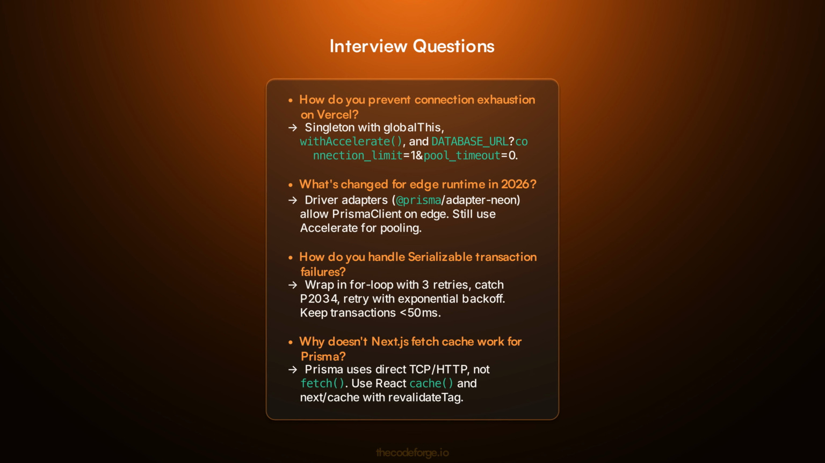How do you handle serializable transaction failures? Wrap in a for loop with 3 retries, catch P2034, retry with exponential backoff. Keep transactions under 50 ms. Why doesn't Next.js fetch cache work for Prisma? Prisma uses direct TCP, not HTTP fetch. Use React cache and Next cache with revalidateTag.